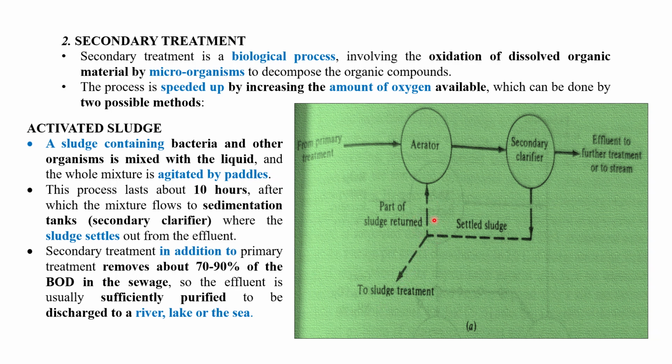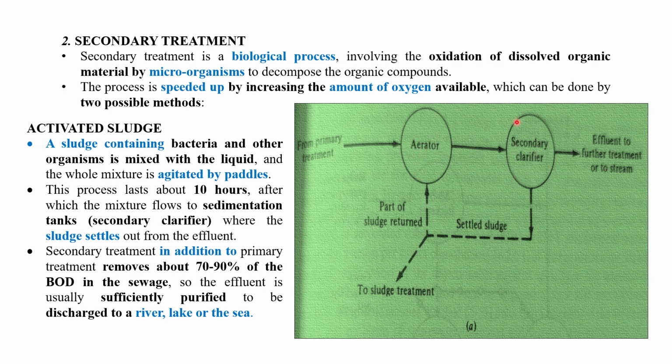And why is it called activated sludge? Because it contains some bacteria. That bacteria helps in the oxidation of the organic matter coming through the primary treatment effluent. So we can see here that part of the sludge returns to the aerator.